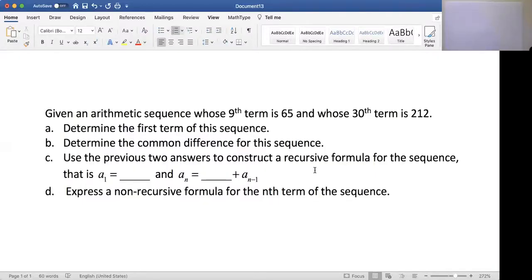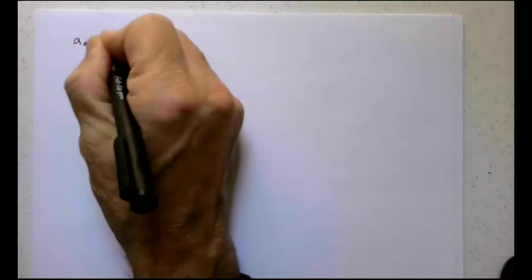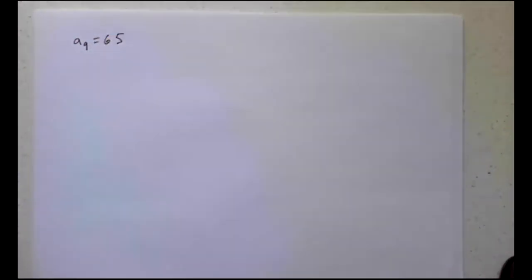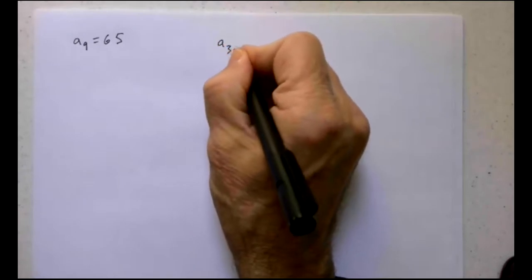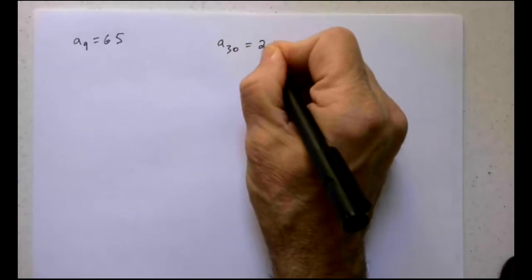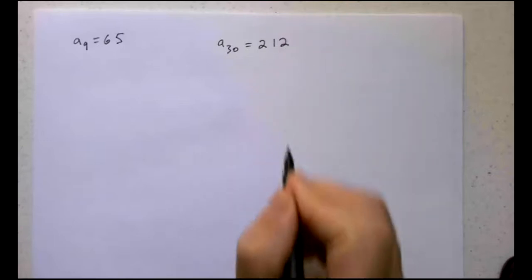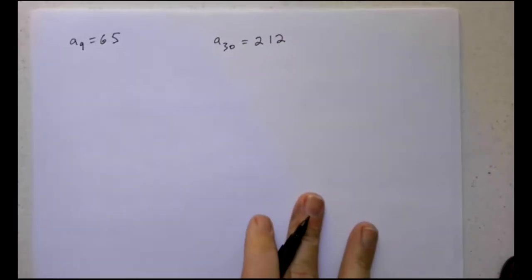This question says we have an arithmetic sequence whose 9th term is 65 and whose 30th term is 212. The 9th term is 65, so a sub 9 is 65, and the 30th term is 212, so a sub 30 is 212. So I'd like to find the first term and the common difference.